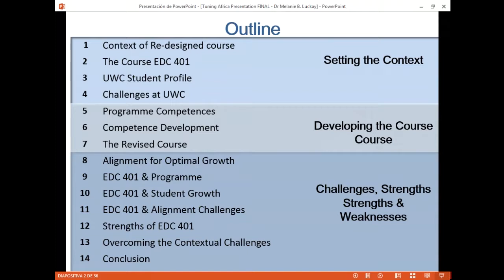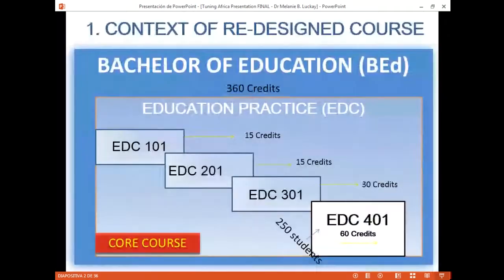So basically the way I'm going to develop this presentation is through this outline. First, I'm going to set the scene, because in South Africa we have quite a unique teacher education system, because it's developed over time since the abolition of apartheid in 1994. Then I'm going to look at things that we did to actually develop the course, the program competencies and how we revised the course, and also a large part of our journey. There were many challenges, strengths and weaknesses, and I would just like to allude to those, just talk about it for a while.